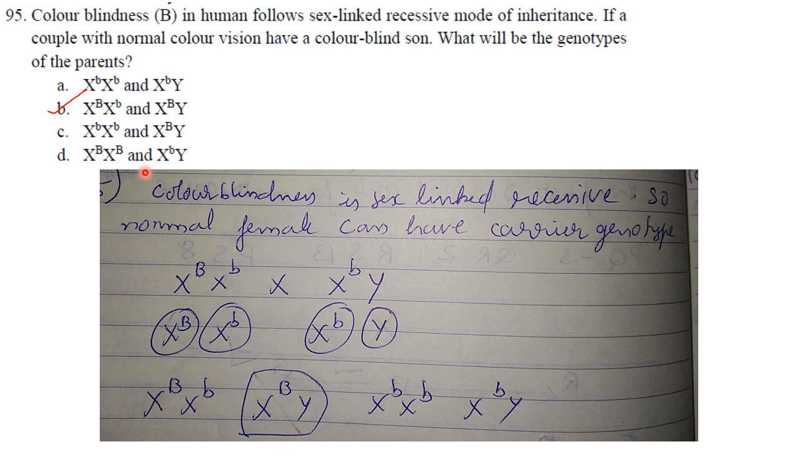So here in option B they have given X capital B, showing that the male is also affected. That is a printing mistake. It must be small b. So the answer will become option B.